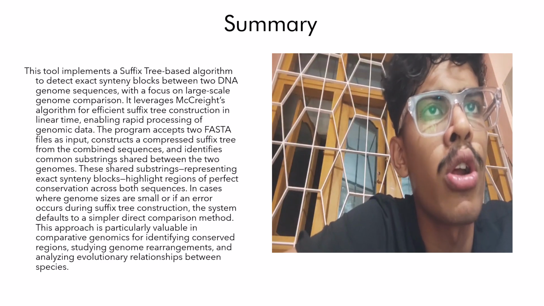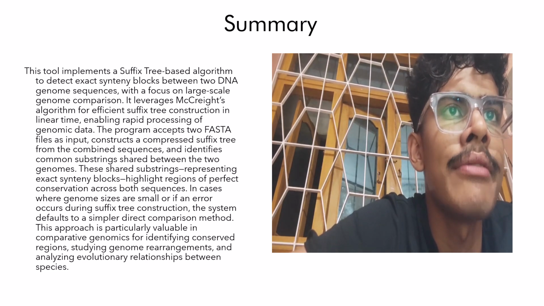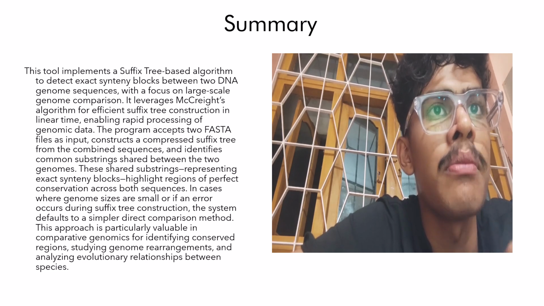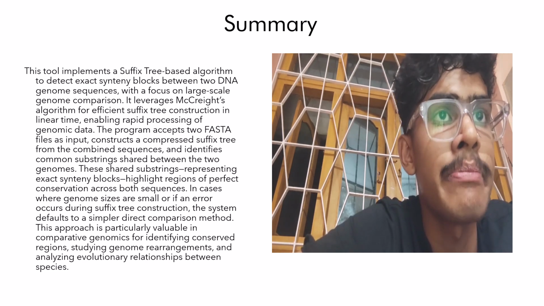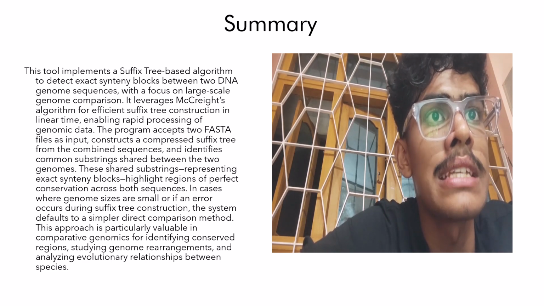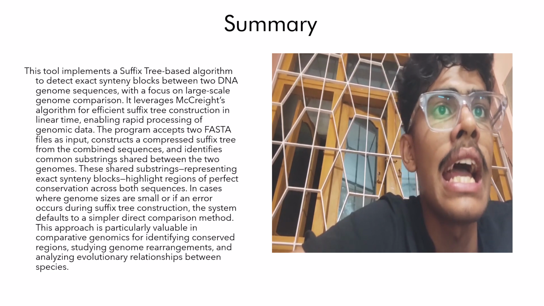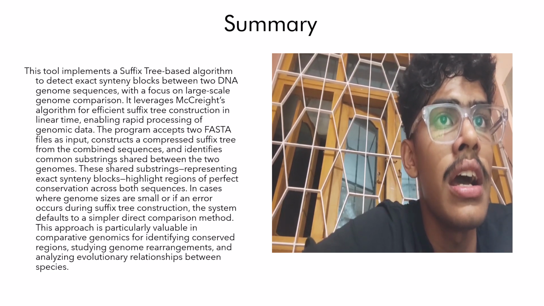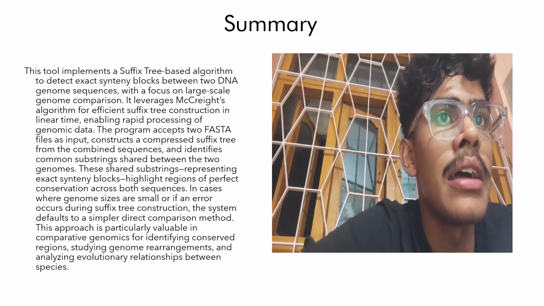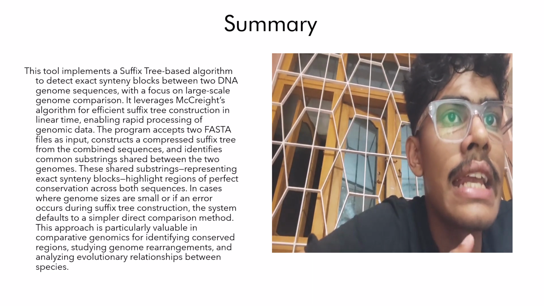So the summary of what I've explained is briefed again. This involves detecting Synteny blocks, which are conserved DNA segments between two genomes, and we do this using a suffix tree based algorithm. We use this because of its speed and accuracy, which are critical in finding those conserved areas. McCreight's algorithm is a major strength, and the tool remains fast and efficient.